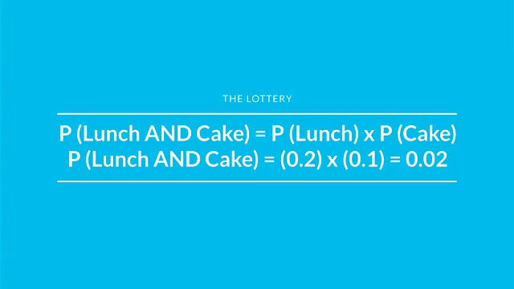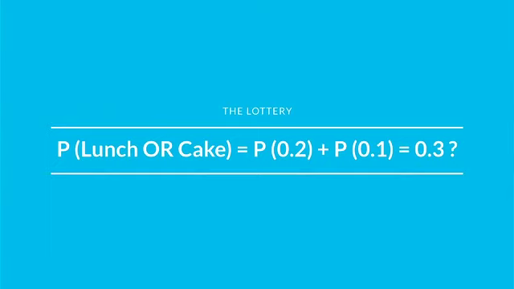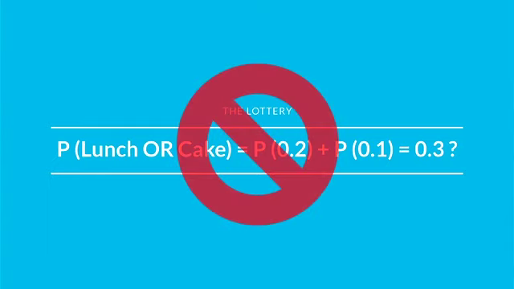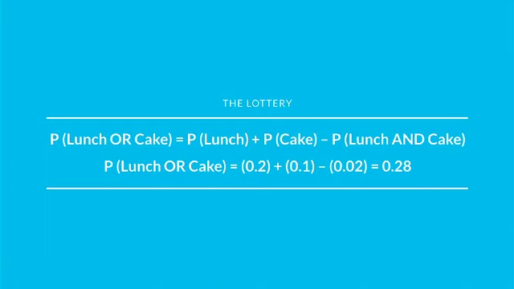But what if you're on a diet and don't want to receive both lunch and cake, but you are interested in one of them? Do you still count them up like we did previously, namely P(lunch or cake) equals 0.2 plus 0.1 equals 0.3? You don't, because you need to subtract the possibility of getting both from this equation, as they are not mutually exclusive. So you get P(lunch or cake) equals 0.2 plus 0.1 minus 0.02, which equals 0.28. So far, so good, right? Just remember that OR means adding and AND means multiply.